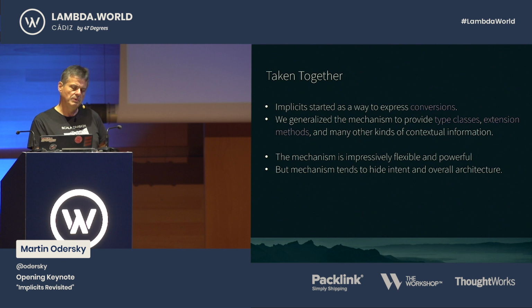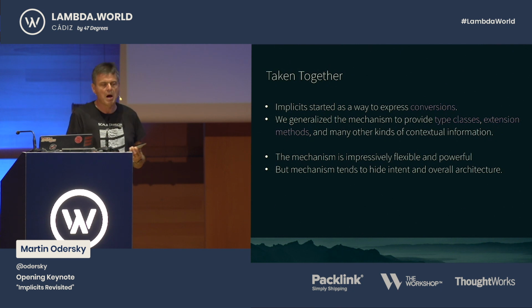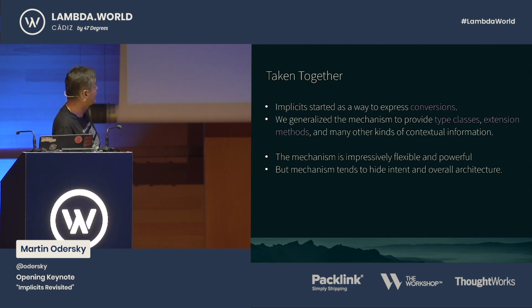What we can take from it is to say, well, implicits came about half by accident. They started as a way to express conversions and to extend classes after the fact. And they got generalized to provide type classes, extension methods, and many, many other things. The mechanism itself is impressively flexible and useful.